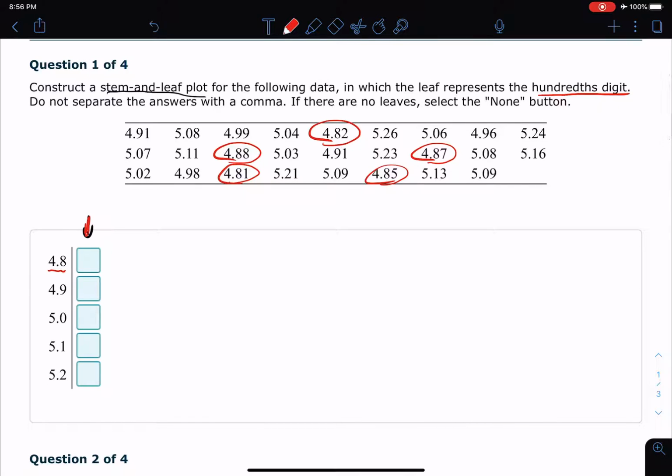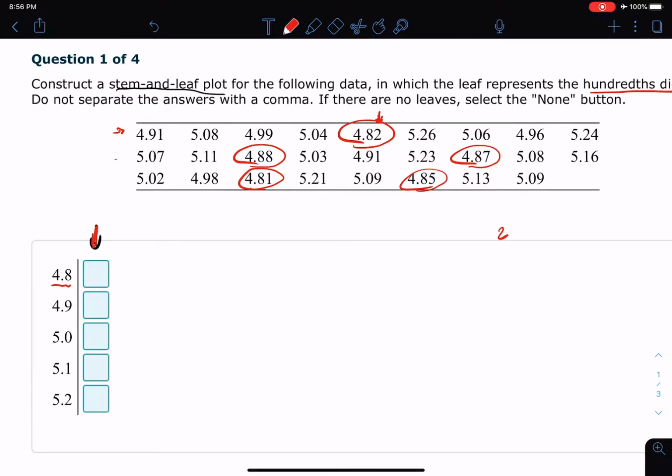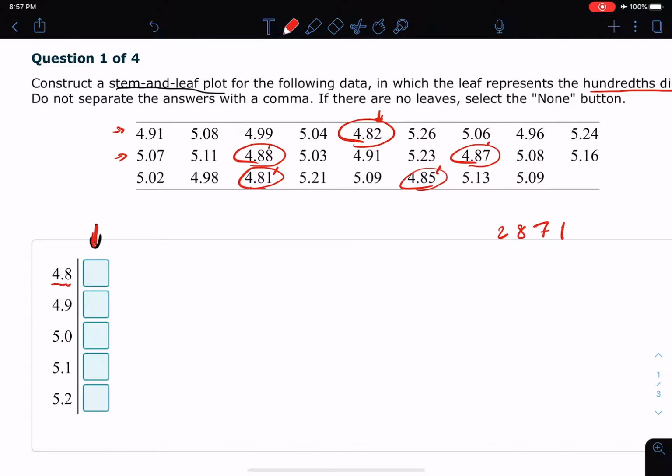So I'm going to just do those in order, just starting with row 1. And if I write down the hundredths there, I've got a 2, right? There's the hundredths position. So I've got a 2 on that one. And then the next row, I've got an 8. And then I've got a 7. Next row, I've got a 1 right there, and I've got a 5.